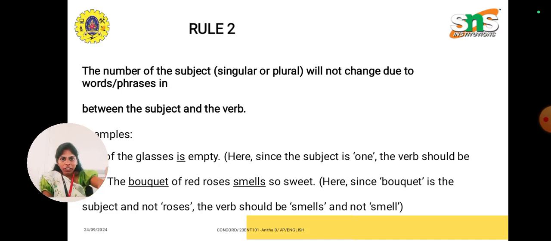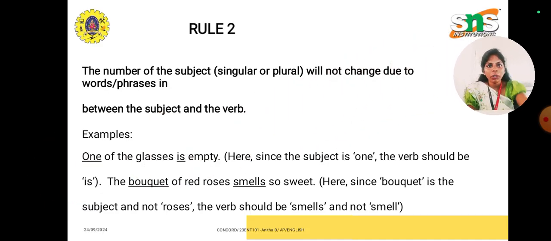So in this slide I have given you examples. One of the glasses is empty. Here, since the subject is one, there might be multiple glasses, but one glass is empty. The bouquet of red roses smells so sweet. Here, since bouquet is the subject and not roses, the verb should be smells and not smell.